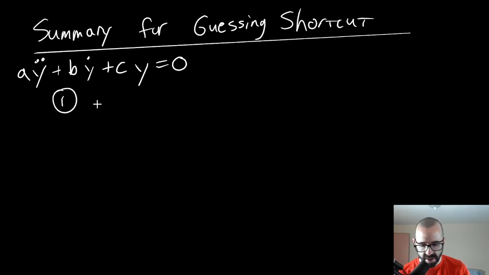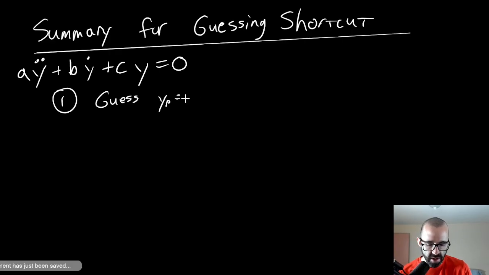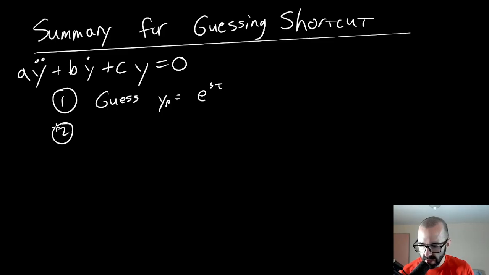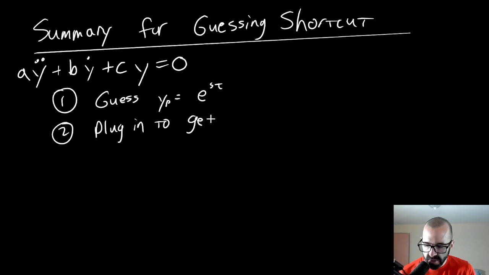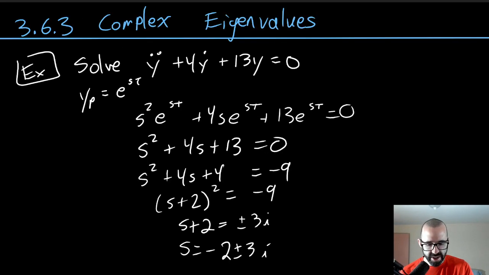All right, what do we do? First, we guess a solution. Maybe our solution looks like e to the st. And then we plug in. And it's always going to look the same, right? Notice how I said, hey, look at the relationship between these two things. It's always going to work like that.